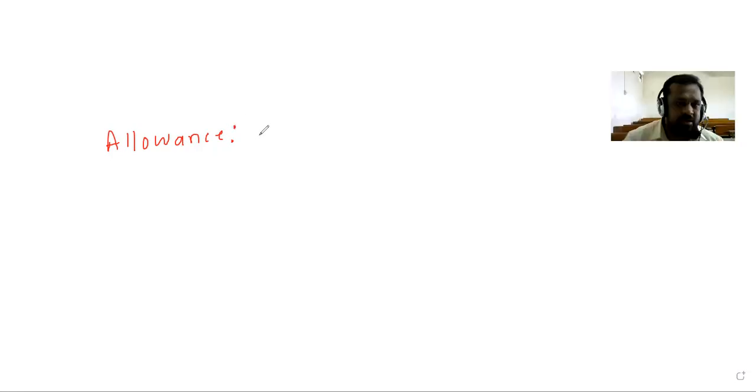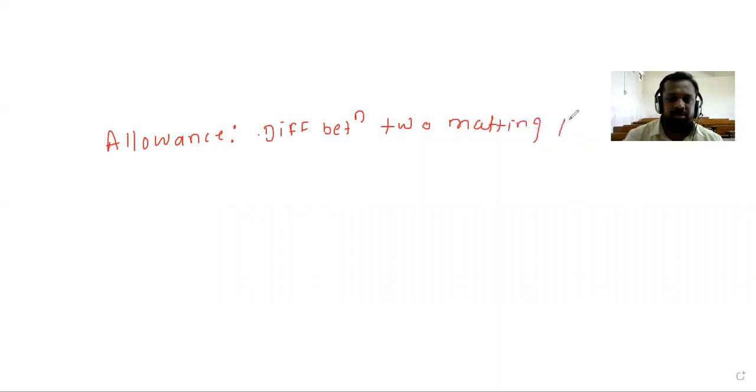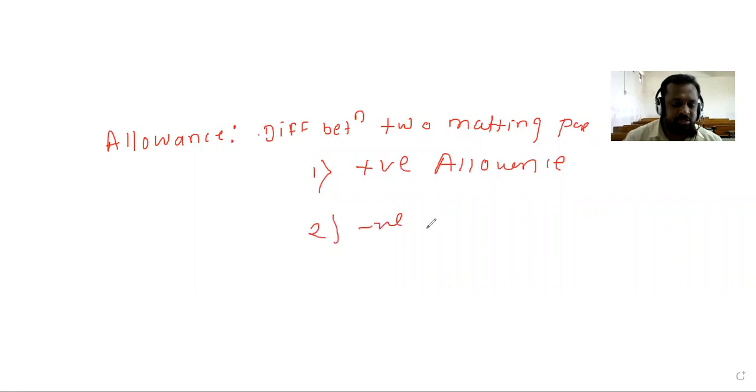The difference between two mating parts. What are the two mating parts? For example, there will be the shaft and bore. Difference between two mating parts. Then two allowances are there. First is the positive allowance, and the second is the negative allowance. Then what is meant by the positive and negative allowance?